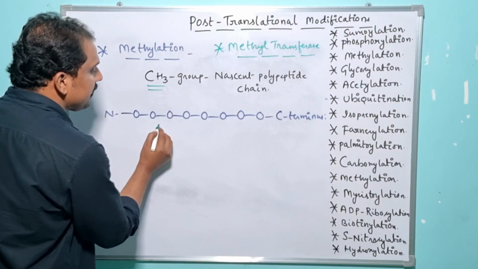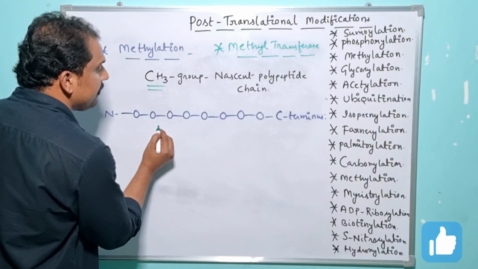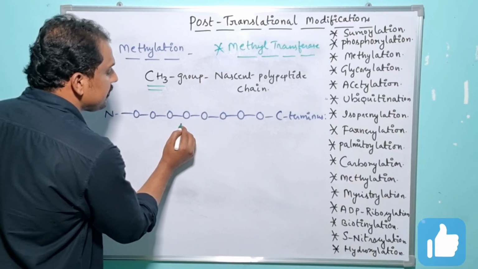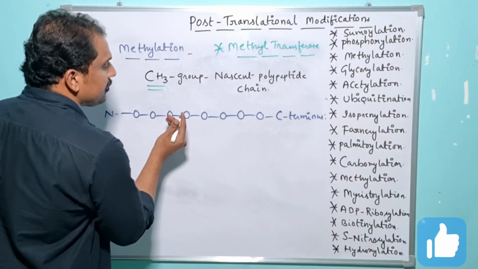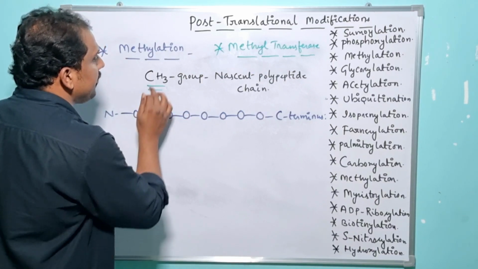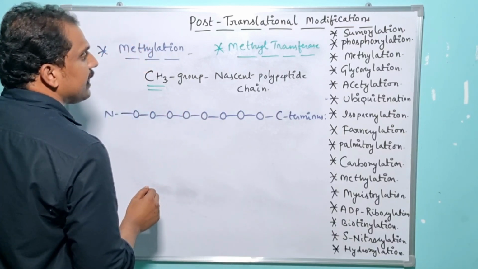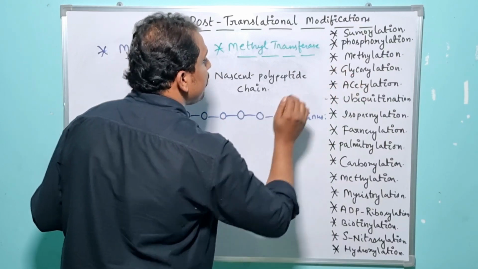chain. So once the nascent polypeptide chain, which is synthesized during the translational mechanism, undergoes methylation, under such condition the newly synthesized polypeptide chain or protein acquires stability. So in order to acquire stability, the newly synthesized polypeptide chain undergoes methylation. So this is about methylation, right? And the next specialized post-translational modification is glycosylation.